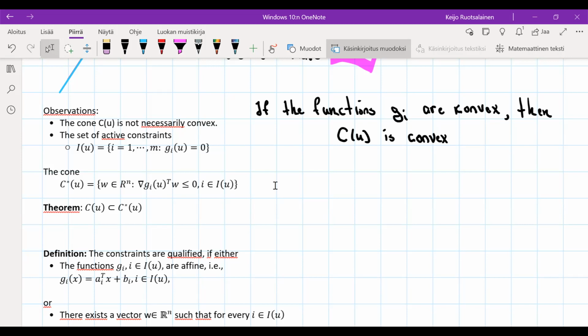Because if I multiply this W with positive lambda, I can take the lambda outside of the scalar product. Lambda is positive and that scalar product is negative. The product is negative as well. So it's gone for sure. This one is also a convex cone always.